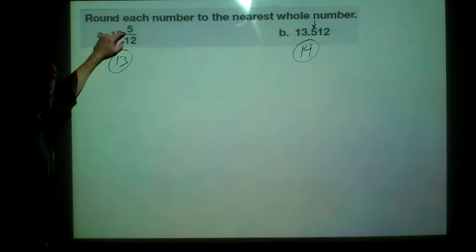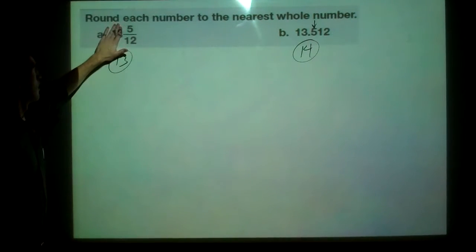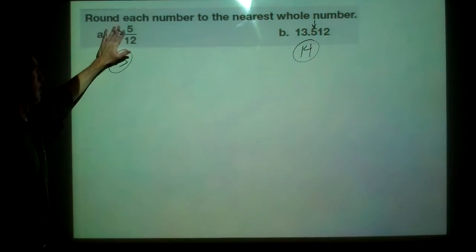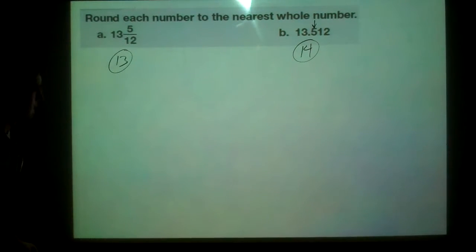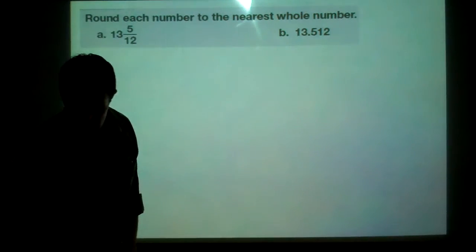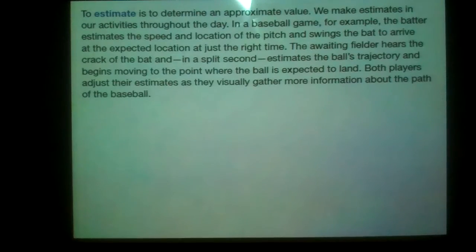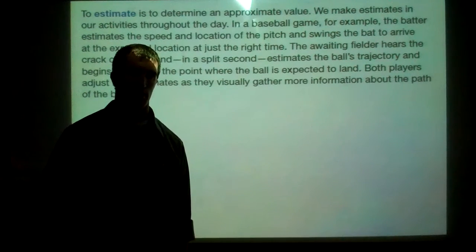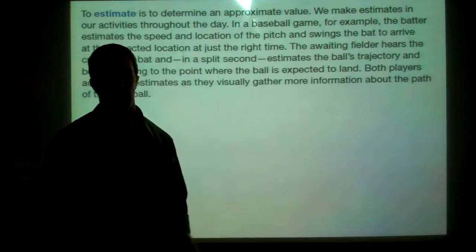This is different because it needs to be 6 or higher here. If this is 1/2 or larger, so it'd have to be 6 over 12, 7 over 12, 8 over 12, or anything bigger than 1/2, and then we can round that up. That's why we rounded that one down, because it's 5 out of 12, which is less than half. Okay? Now, when we're going to estimate, to estimate is to determine an approximate value. Approximate is just kind of like a ballpark, but it's an educated ballpark guess or estimate.